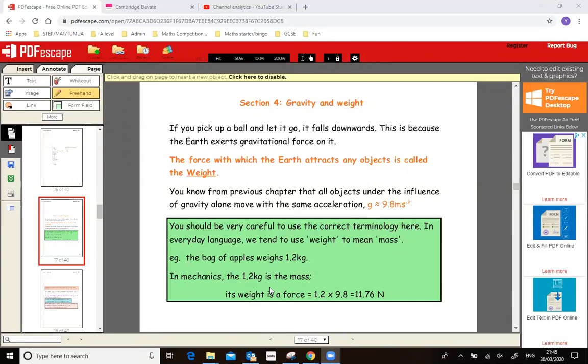If you would like to find out the weight of this bag of apples, what we could do is work out the force, because weight is a force. So the weight of this bag of apples would equal the mass 1.2 times the gravitational acceleration, which is 9.8, and that equals 11.76 Newtons.